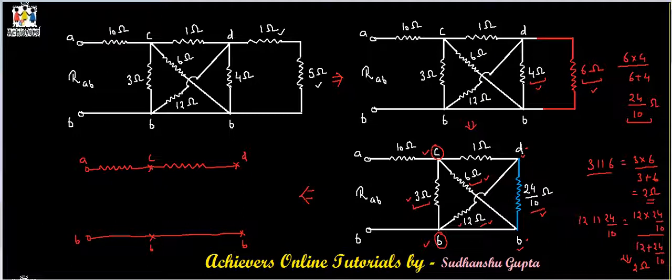Between C and B, we will connect the equivalent resistance of 3 ohm and 6 ohm, which is equal to 2 ohms, like this. This is 2 ohms. Between point D and B, we will connect the equivalent resistance of 12 ohm and 24 by 10 ohm, which is again equal to 2 ohms. This resistance is 1 ohm and this resistance is 10 ohms.